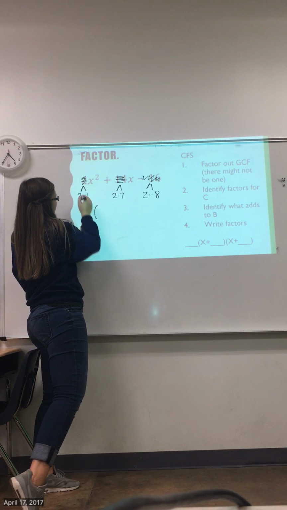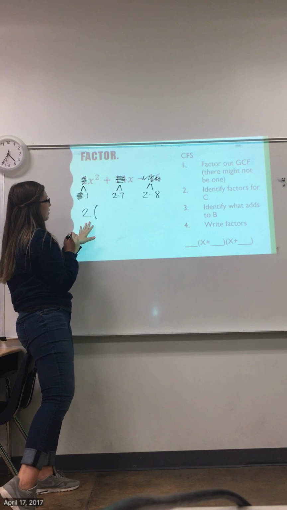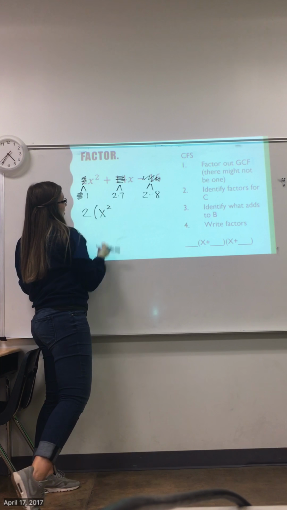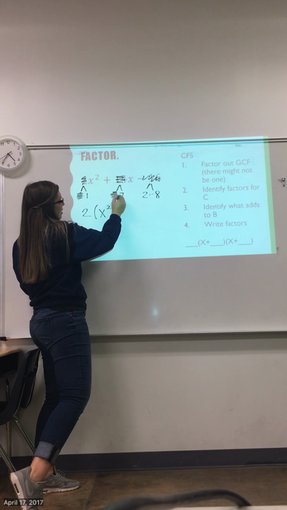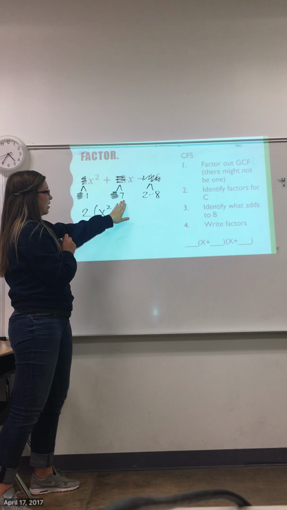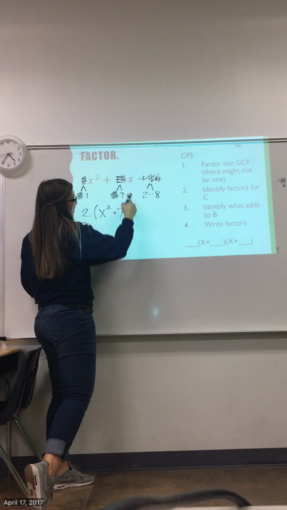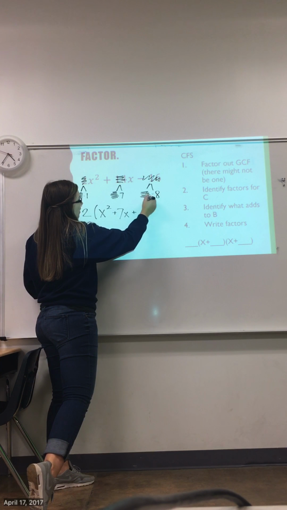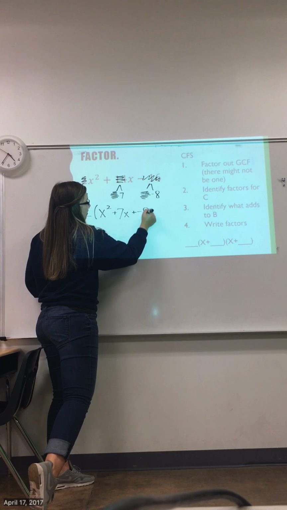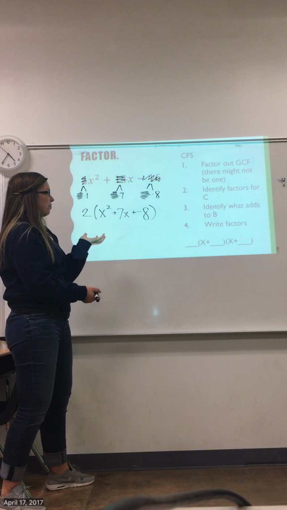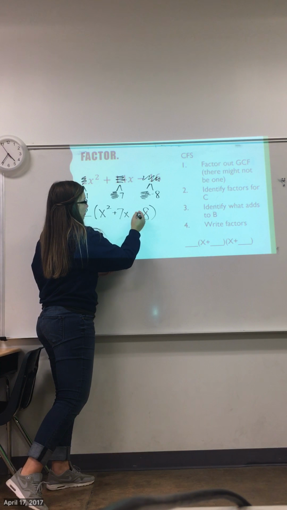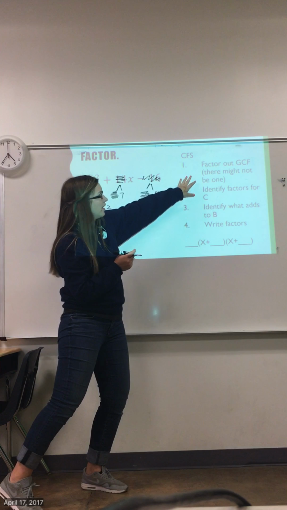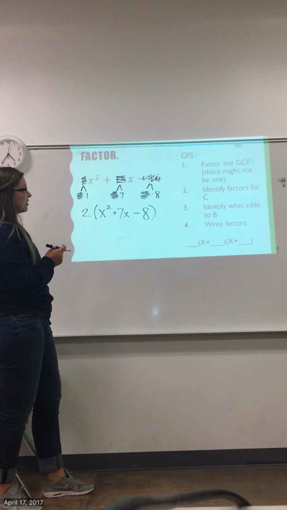Now, what am I left with? Well, I factored a 2 out of here, so I'm left with a 1x squared. I factored a 2 out of my second term, and I'm left with the number 7 and the letter x. And I factor a 2 out of my last term, and I'm left with a negative 8. Now, usually we don't write plus a negative 8, so I'm going to change that over to a minus 8. Now we've completed our first step for factoring out a greatest common factor.